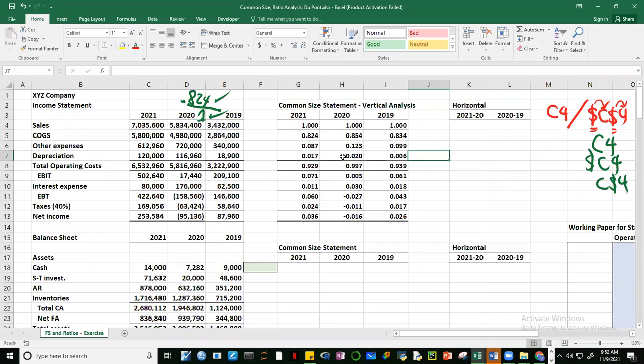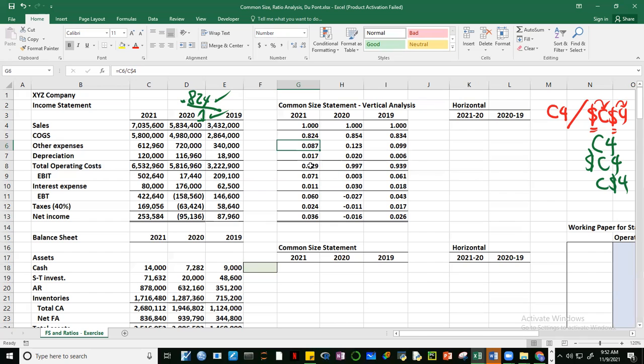Now, then we go to the other accounts. That's what we do with this. So other expenses in 2019 were almost 10 centavos. For 2020, it was 12.3 centavos. And then for 2021, it was around 8.7 centavos for every peso of sales. It seems that 2020 had the greater operating cost, because 12.3 centavos was their other expenses. In 2021, it was only 8.7.